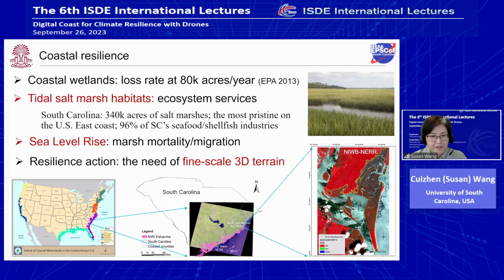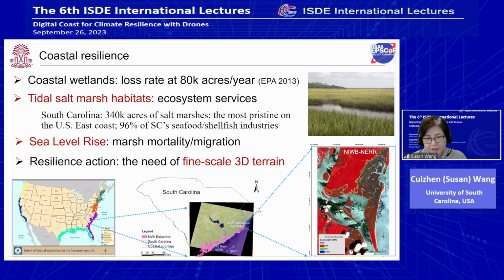As we probably all know, the coastal environment and coastal wetlands are suffering and facing great challenges from sea level rise. And lots of research has demonstrated marsh dieback, marsh productivity decrease, and migration landward.